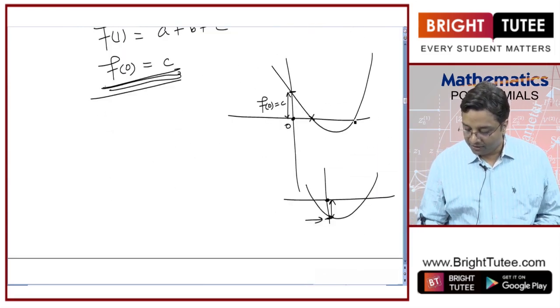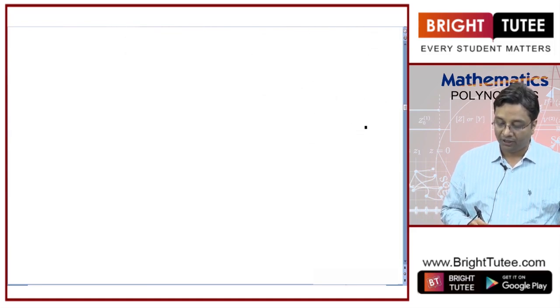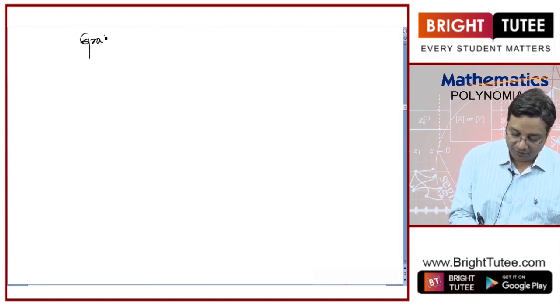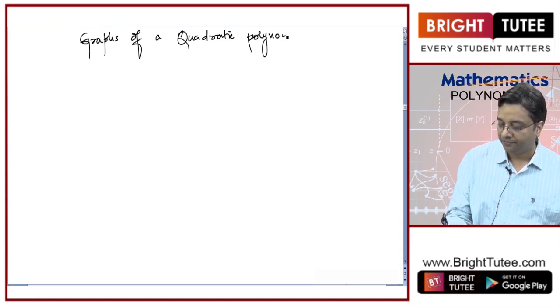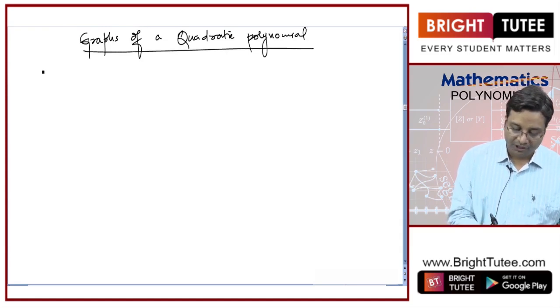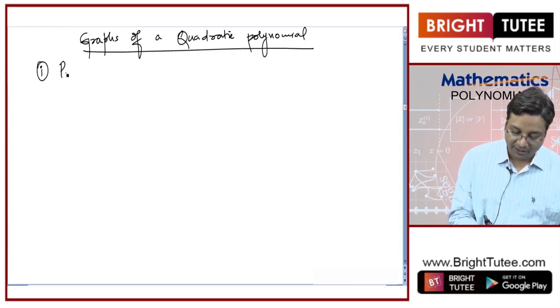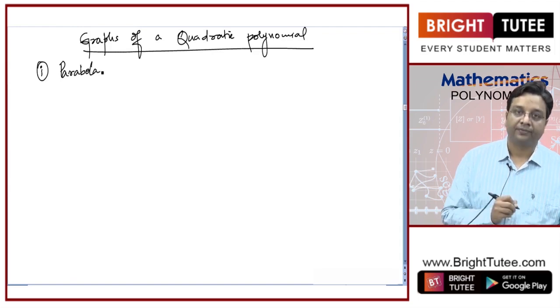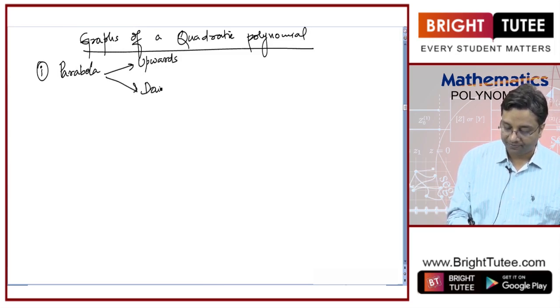And what are these two places? These two places are zeros of this quadratic. Let us discuss other graphs which are possible of a quadratic polynomial. First point that you need to understand is that the graph of a quadratic polynomial will always be a parabola. Now this parabola can open upwards or downwards.